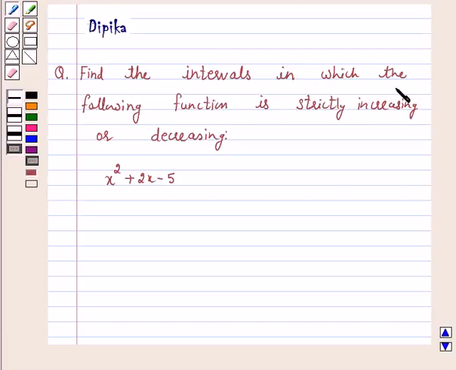Find the intervals in which the following function is strictly increasing or decreasing: x square plus 2x minus 5.